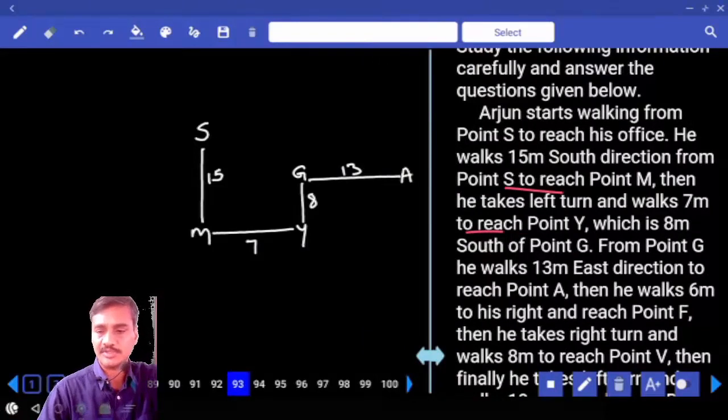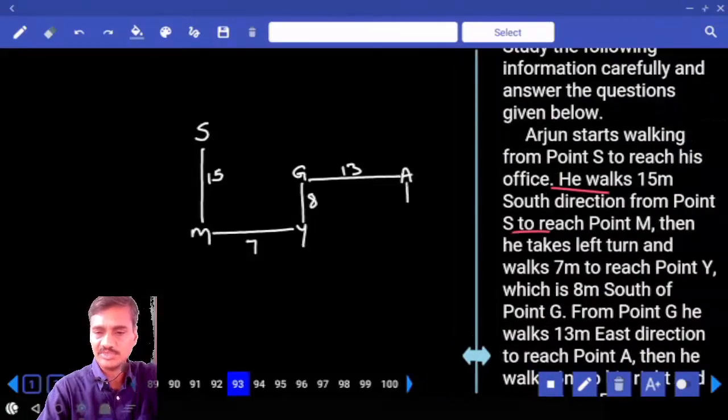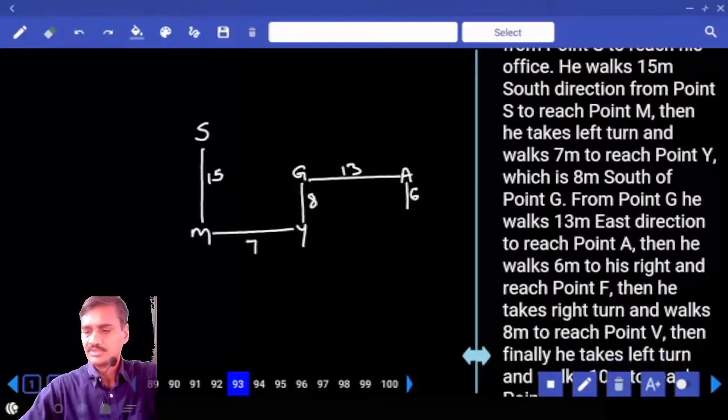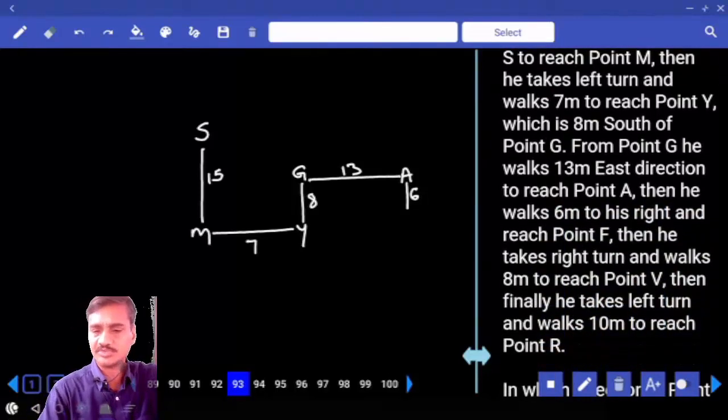Now this is point A. From A, he walks 6 meters towards his right, from here only, 6 meters, to reach a point F. F is here. And again he takes a right turn and walks 8 meters to reach V.